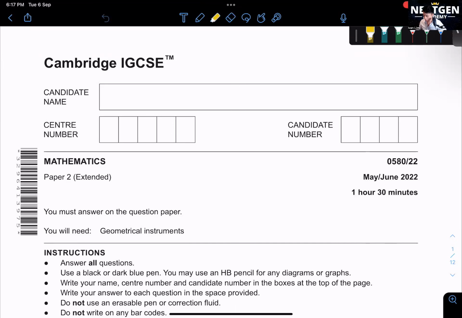Okay, we'll be going through this paper. This is the May-June 2022 paper 058022. In fact, this paper is what your seniors in Malaysia took. For those who are in Malaysia, variant 2 is the paper that your seniors took. Or if you've got friends in other schools who took the May-June one, this is the official paper.